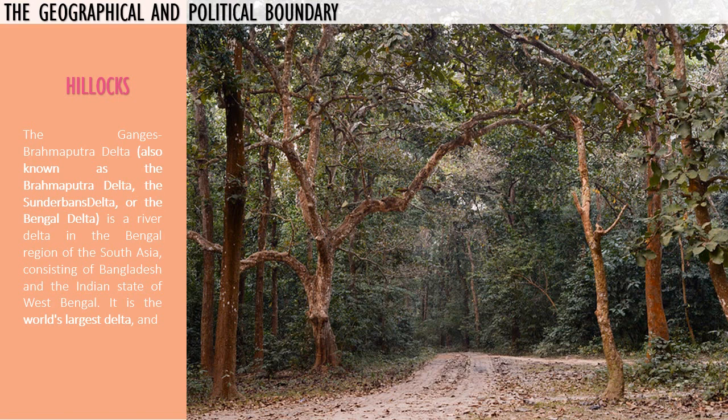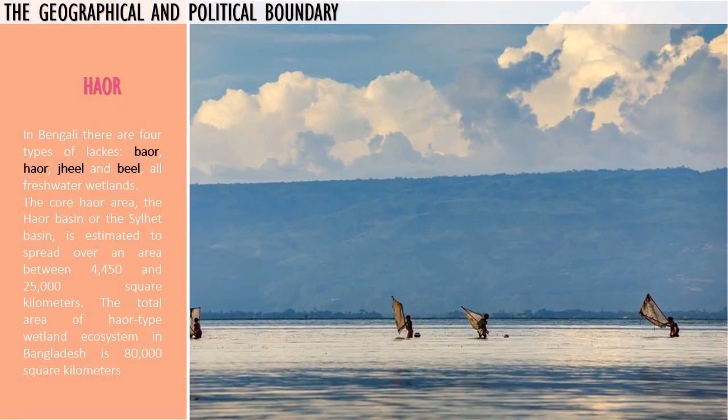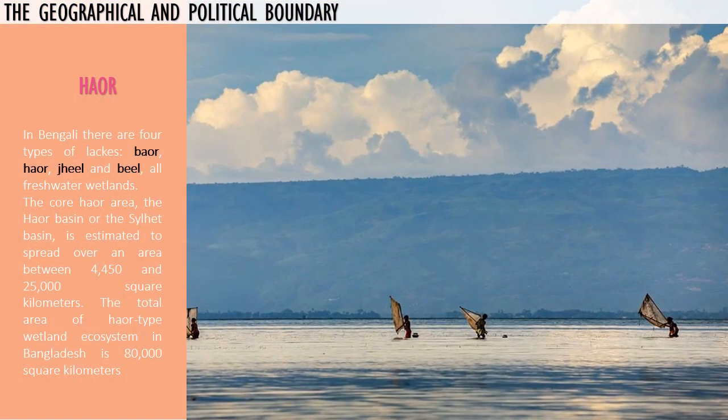In Bengali, there are 4 types of lakes: Baur, Haur, Jhil, and Bil, all freshwater wetlands. The core Haur area, the Haur basin or the Sylhet basin, is estimated to spread over an area between 4,000 and 25,000 square kilometers. The total area of Haur-type wetland ecosystems in Bengal is approximately more than 100,000 square kilometers. The variation of the land is also behind the generation of subcultures in the Bengal plain.